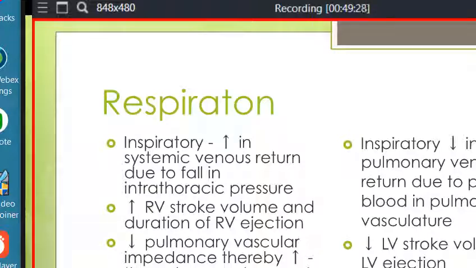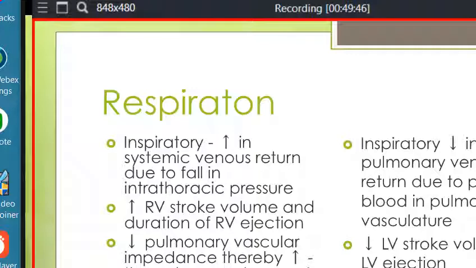Inspiration causes an increase in systemic venous return due to a fall in intrathoracic pressure. The RV stroke volume is increased. The duration of RV ejection is increased. There's reduced pulmonary vascular impedance, and the pulmonary hangout interval is increased to more than 80 milliseconds.